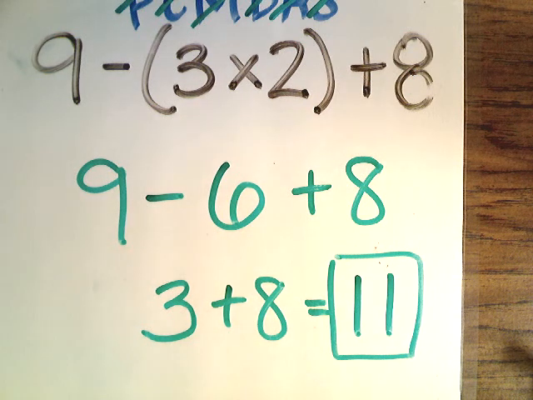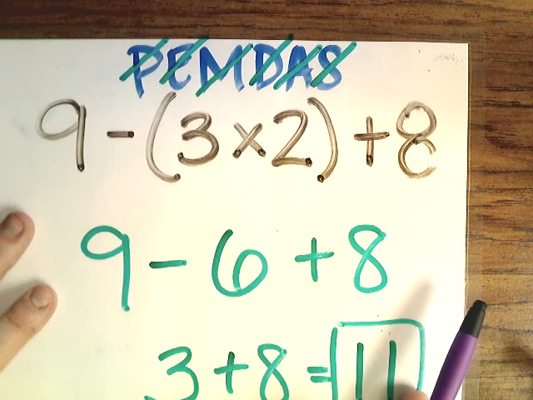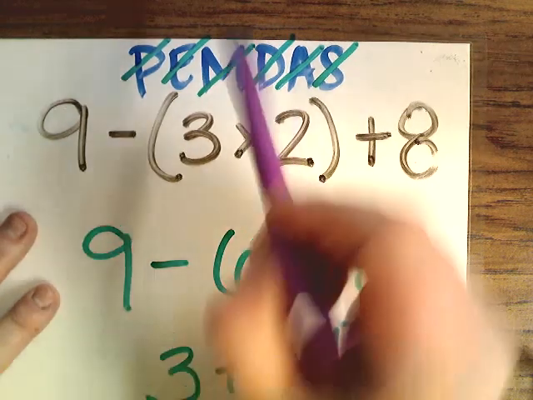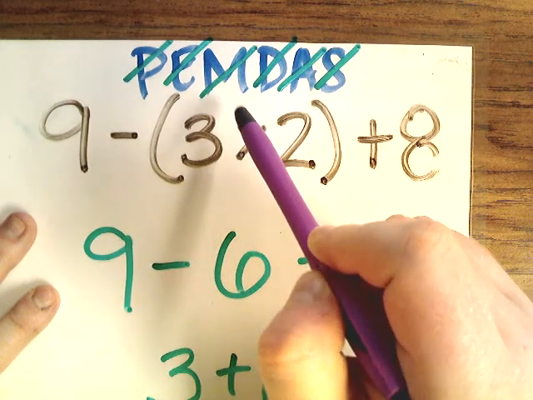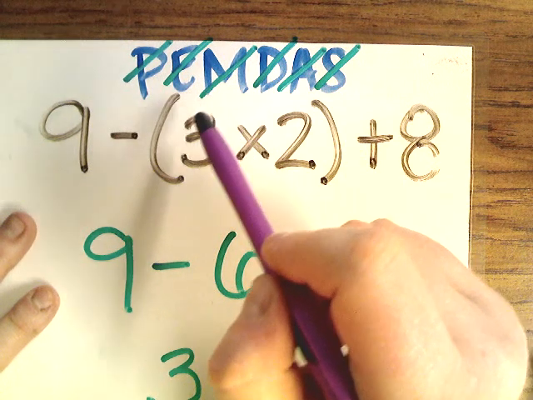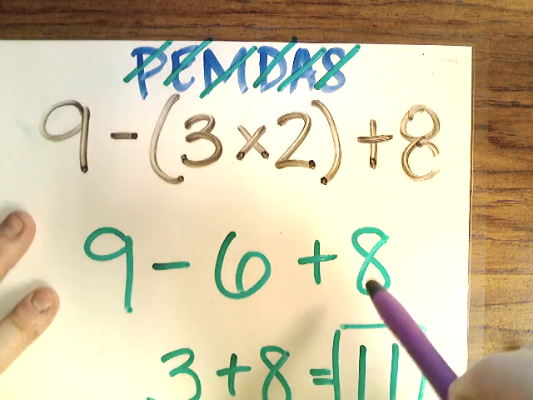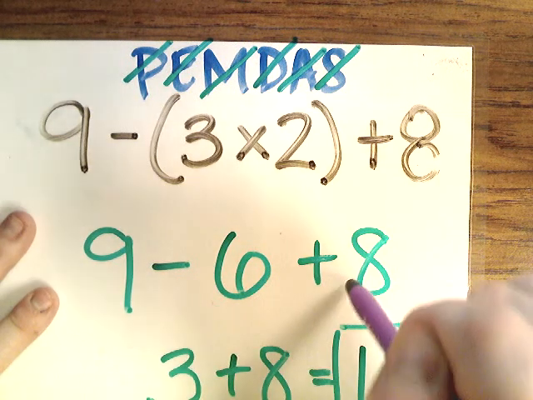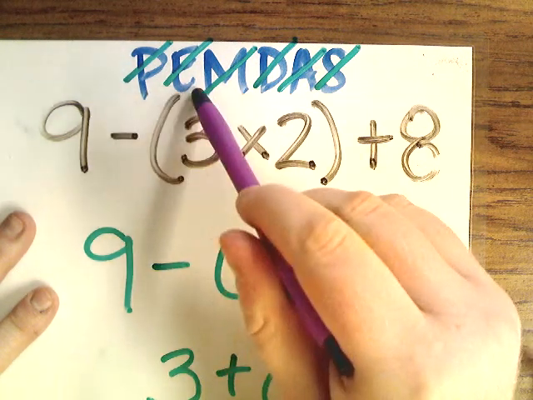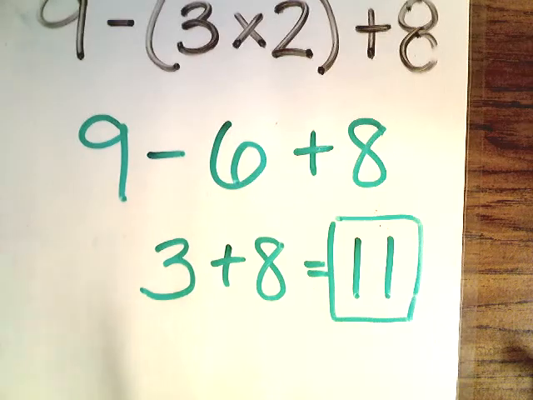to understand that multiplication and division can be solved in whichever order comes first, left to right, and addition and subtraction can be solved in whatever order comes first, left to right. That does not apply to these two. Those two have to be solved in those orders, okay? Bring your page over and write the answer 11.